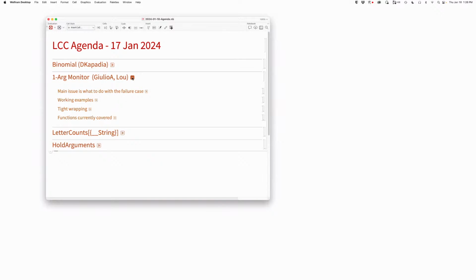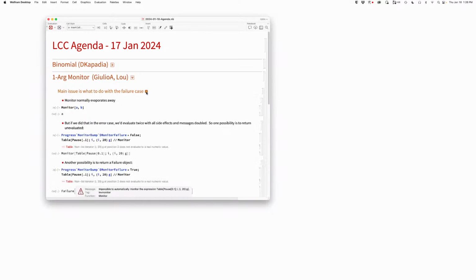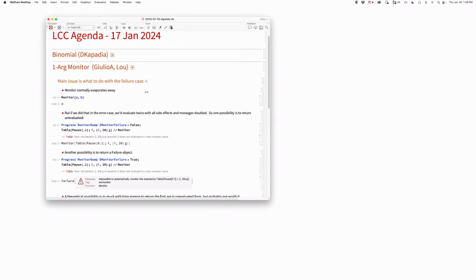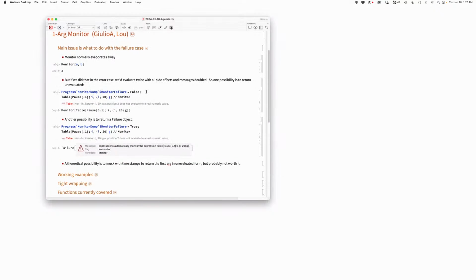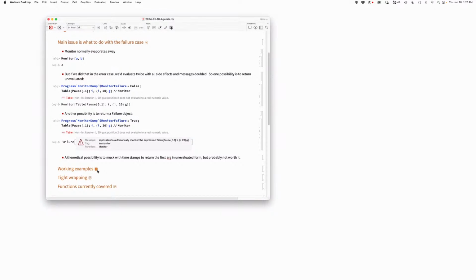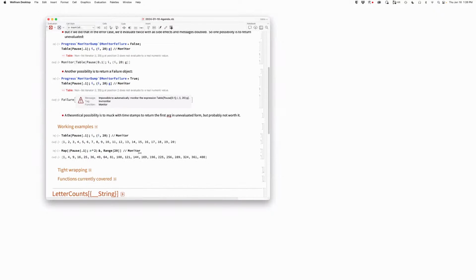Okay, one-argument form of Monitor, a really useful thing. So this is basically Monitor of Map and things like that, right? Correct. Let's take a look here. Oh, that's really useful. Super, super duper useful. I'm not sure I totally like the display there, but this is super useful. Okay, so now what's the issue with this?